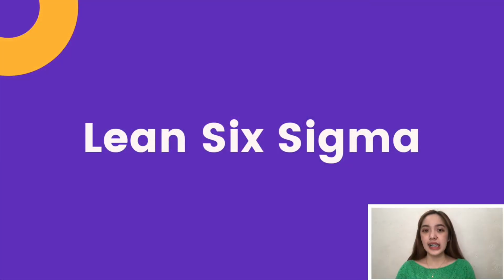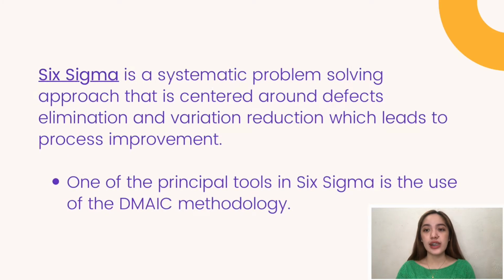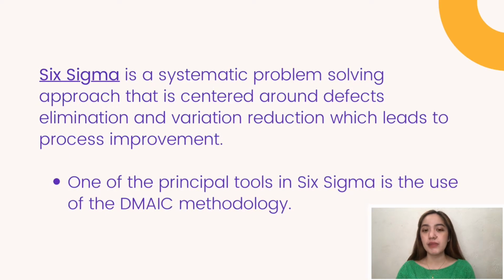So Lean Six Sigma. Six Sigma is a systematic problem-solving approach that is centered around defects, elimination, and variation reduction, which leads to a process improvement. One of the principal tools in Six Sigma is the use of the DMAIC methodology. Particularly, DMAIC is a logical framework that helps you think through and plan improvements to a process in pursuit of achieving a Six Sigma level of excellence.